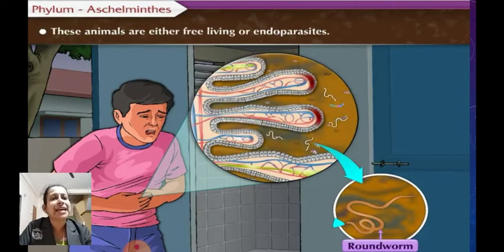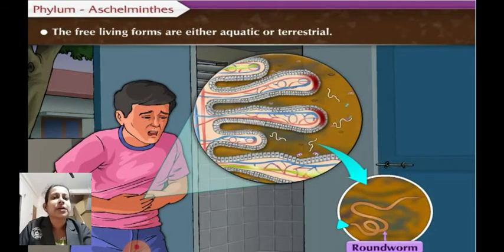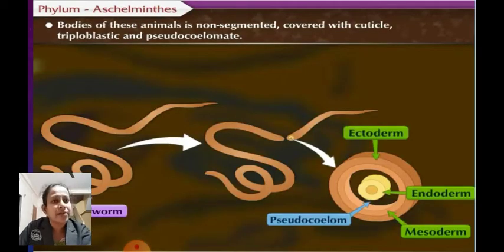Next. So these animals again are either free living or they are also found as endoparasites. Again the same characteristic. They may be not only free living, but found not only in aquatic habitat but even in the terrestrial habitat also you can find them. That is on the land also you can find these free living worms. Fine. So these free living forms are either aquatic or terrestrial.